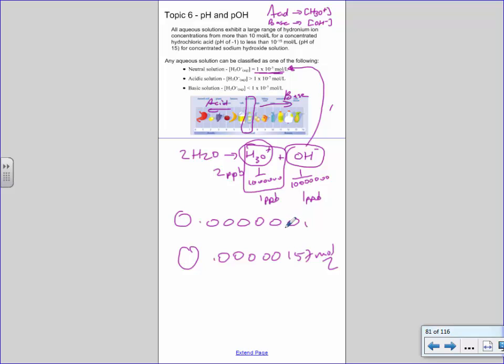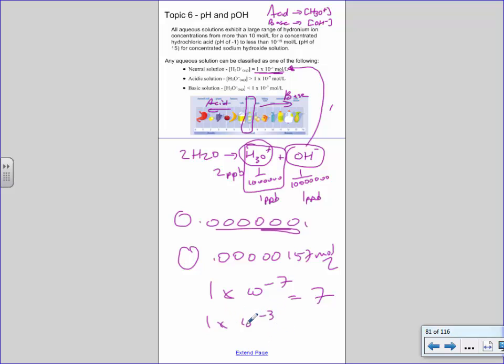But if we put it on a pH scale, then really what a pH scale does is tell you how many zeros you have in front of a decimal place. Okay? If you have 1 times 10 to the minus 7, you have 7 zeros in front. So let's just call that a pH of 7. Well, then what happens if you had 1 times 10 to the minus 3?